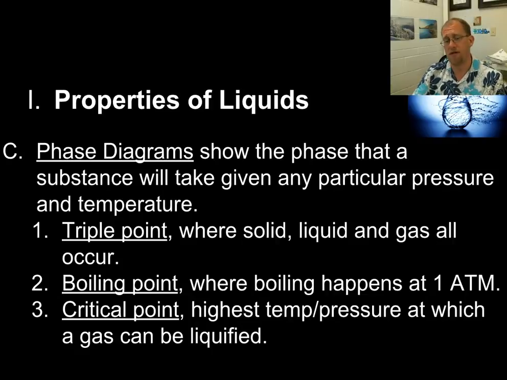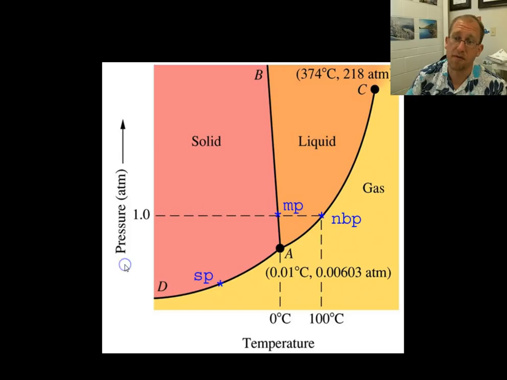And then there are boiling points and critical points. A boiling point is the temperature at 1 atmosphere where the liquid changes from a liquid to a gas. And the critical point is the highest temperature or pressure at which a gas can be liquefied. Beyond that, it's not really a gas and it's not really a liquid. It's something they call a critical fluid or supercritical fluid. I'll show you an example of that here real quick.